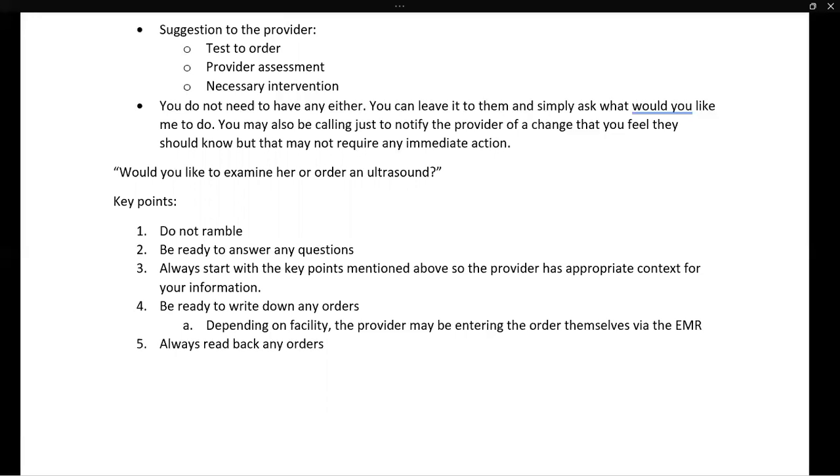Finally, be ready to write down any orders that the provider may give you, as always. And depending on the facility, the provider may be entering the order in their EMR, or they may be expecting you to take it. As you should already be aware, anytime you're writing down a provider's order, make sure you always read it back.